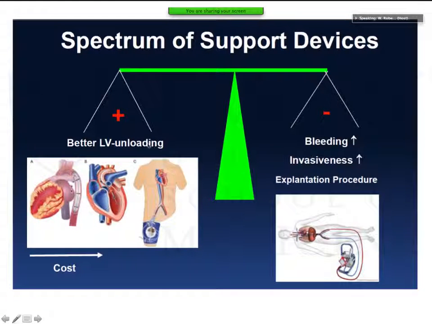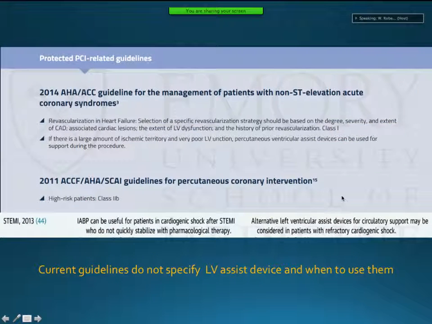So these newer devices can cause better LV unloading, but they're very expensive. And again, they do increase bleeding. They're more invasive, and the larger-bore devices such as TandemHeart and ECMO do require vascular repair and explantation procedures. The 2014 ACC guidelines for ACS non-STEMI basically say that with a large amount of ischemic territory with poor LV function, percutaneous ventricular assist devices can be used for support during the procedure.